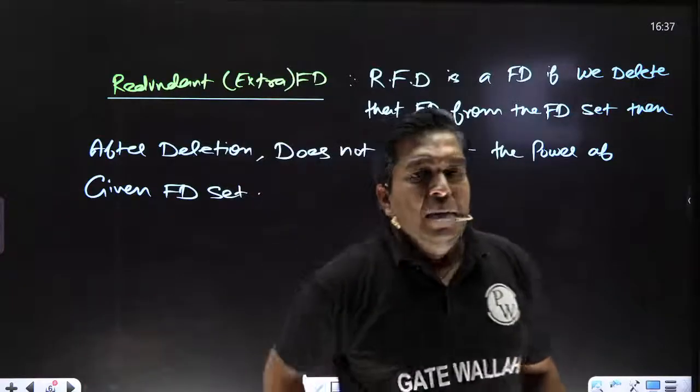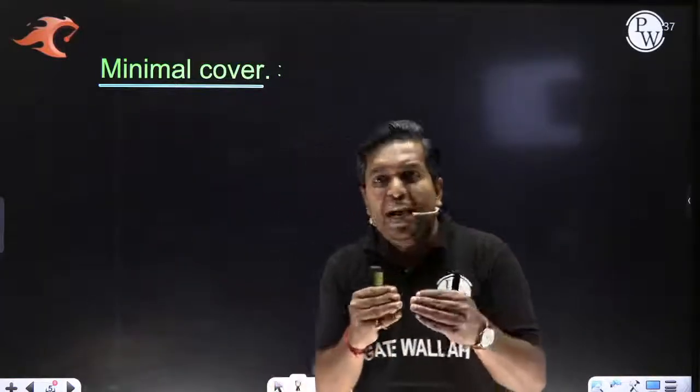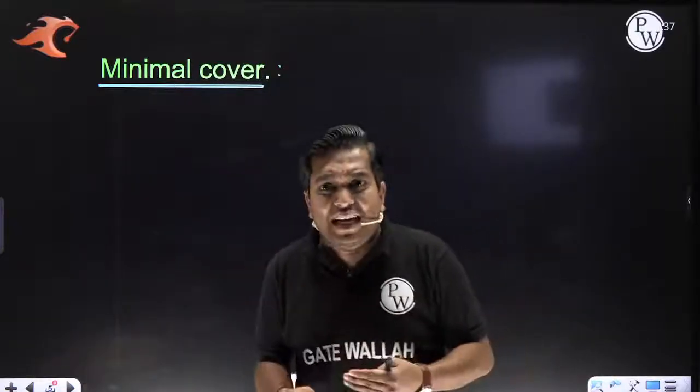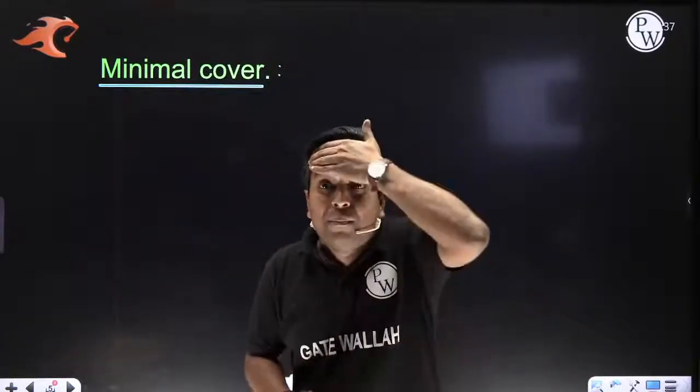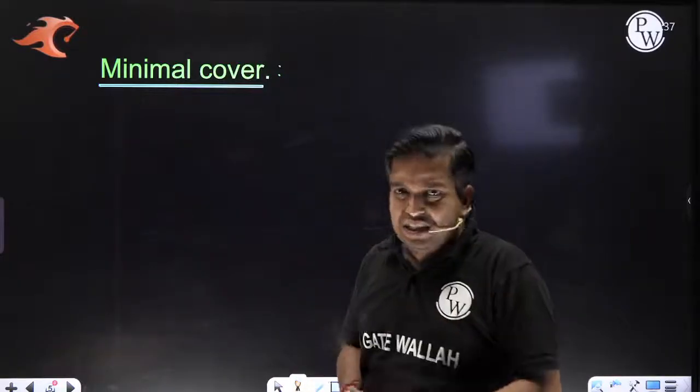Minimal cover means what? Minimal cover means elimination of extra FD and redundant attribute. So first of all, before discussing the minimal cover, or canonical cover, or irreducible set, we need to understand what is the meaning of extra or redundant FD, and what is the meaning of extra attribute. We will discuss each and everything.